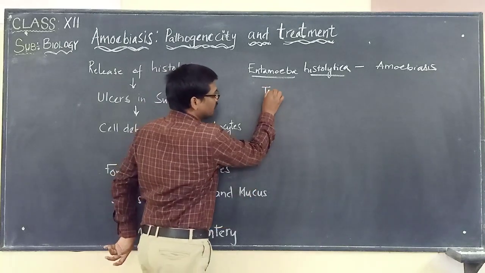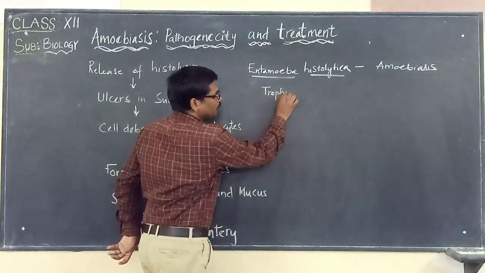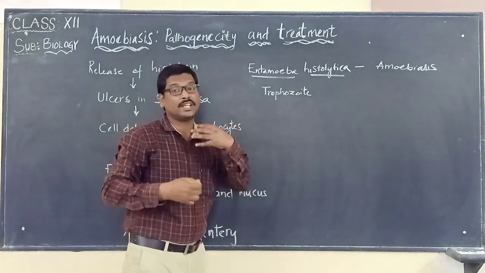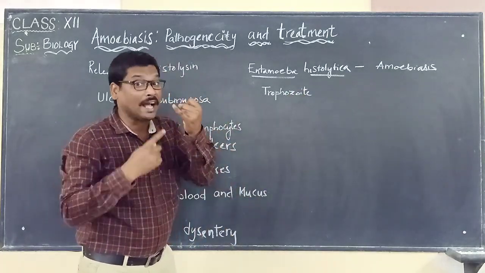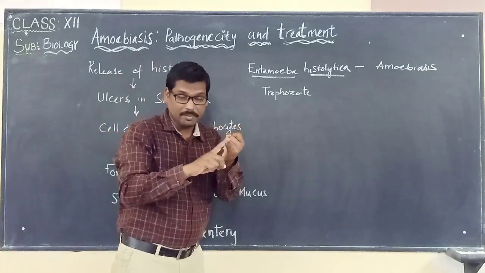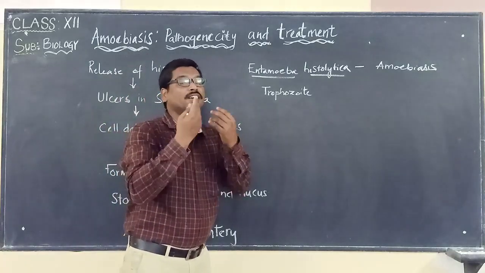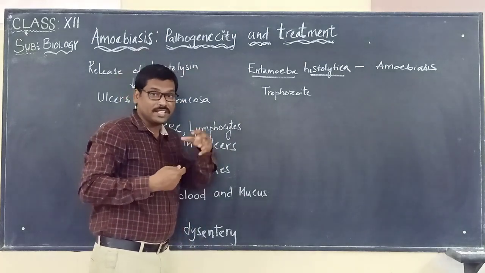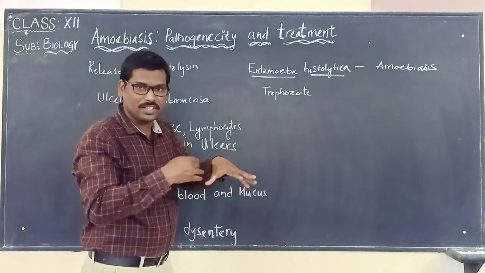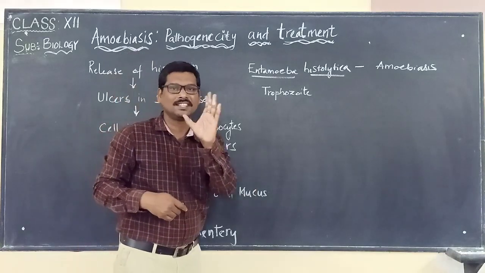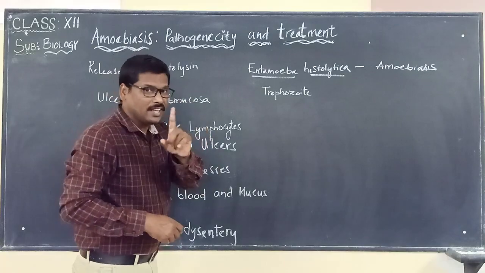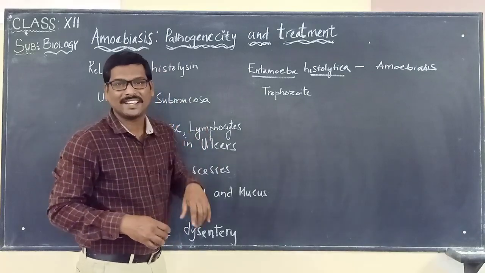Already we said that one of the stages of Amoeba histolytica is the trophozoite. Now this trophozoite enters the digestive system through contaminated food and contaminated drinking water. It enters through the mouth, through the esophagus into the stomach, and from the stomach into the small intestine. From the small intestine it enters the large intestine. There, in the large intestine, it releases one important proteolytic enzyme.